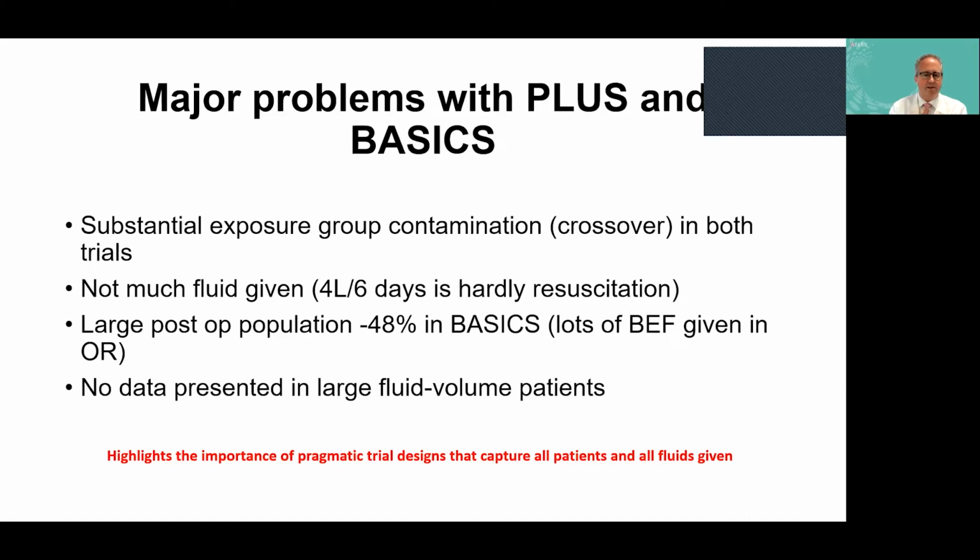Well, in these latest trials, because they were not primarily pragmatic design, there was a substantial crossover in terms of exposure group allocation. A lot of the other type of fluid was given in each intervention group. That's the first problem. Second problem is they didn't really give a lot of fluid. And the reason for that is a lot of the patients, for example, in BASICS, 48% of them came from the OR, had already been given a lot of fluid. And so the need for resuscitation was less so.